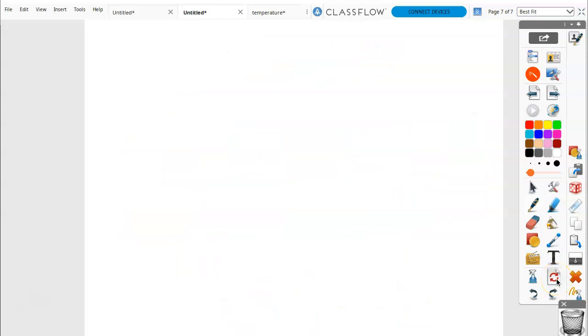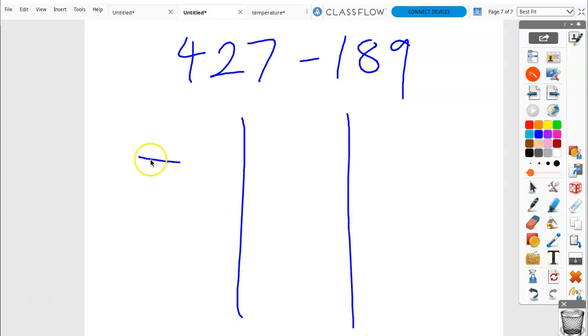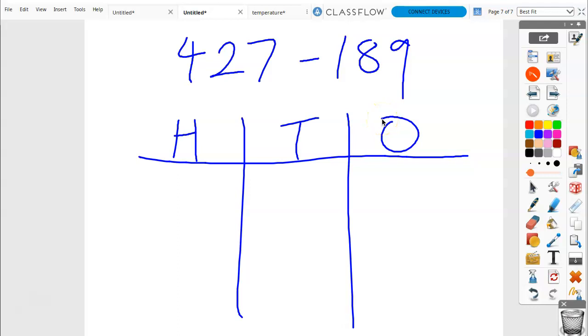Here are some strategies for subtraction. Let's say we're doing 427 minus 189. Oh, I'm sorry, I don't want to use 9. I want to use something that we can regroup. Oh yeah, 9 we can. Okay, so 9. Good. So first one, again, we're going to use an HTO chart: hundreds, tens, and ones.